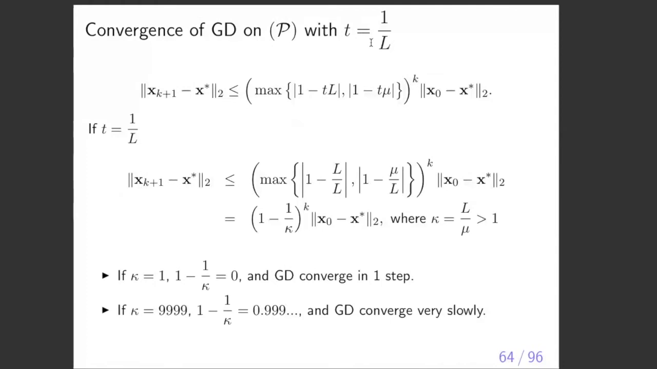Here is the illustration. If T is 1 over L, then you plug in this, and this term is 0, right? And in this max, the 0 goes away, and you have this thing. And you have a K power here, so you have this. And this kappa is basically L over mu. So now you have the inverse of kappa.